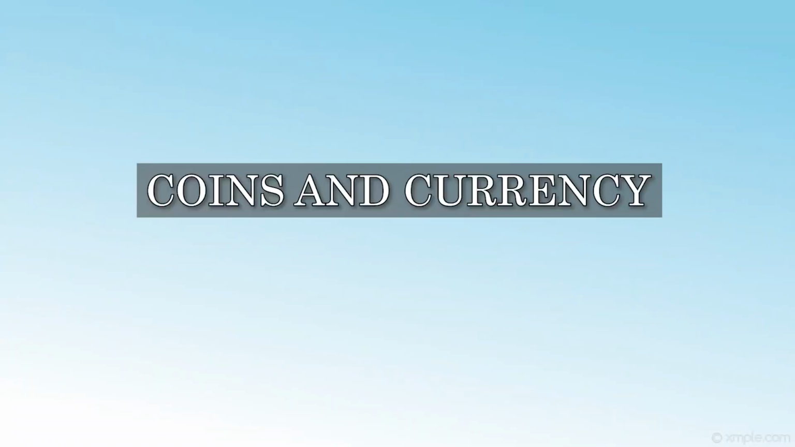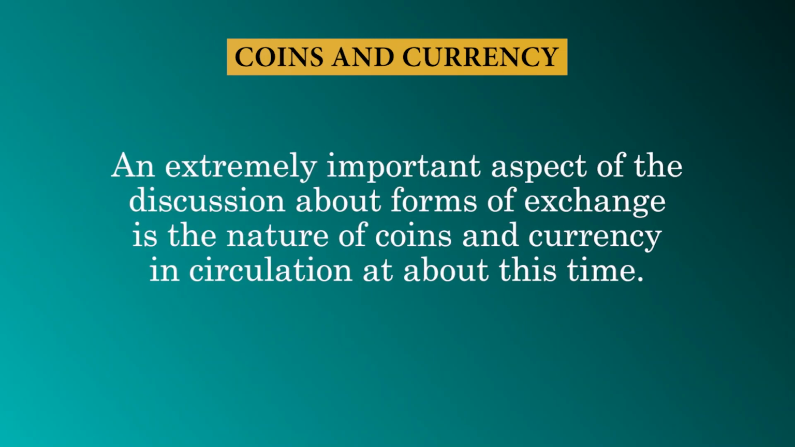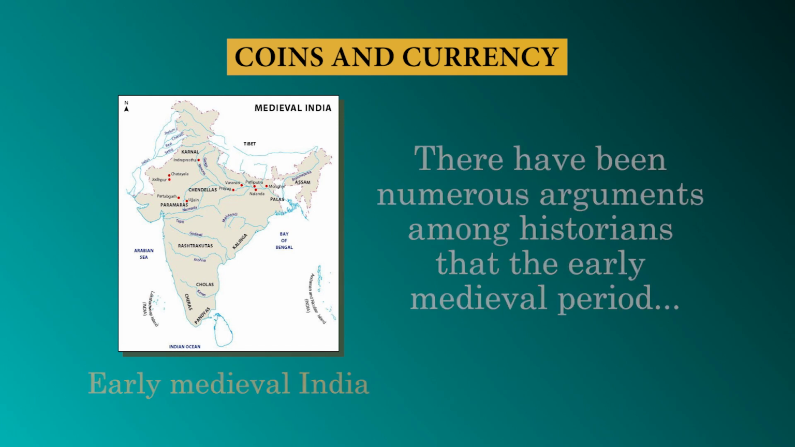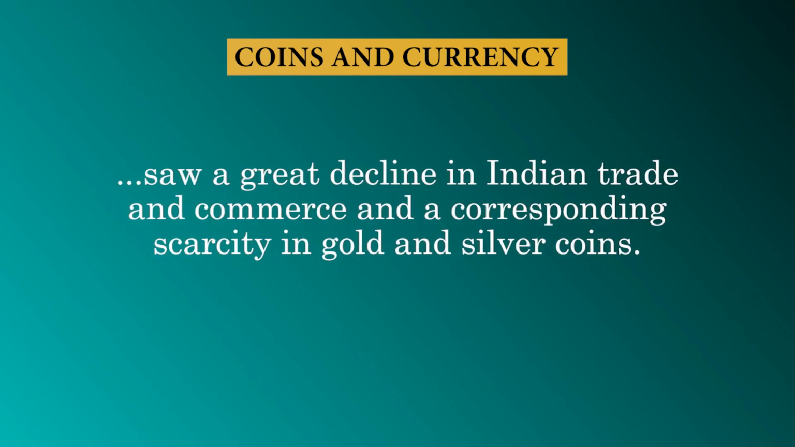Now we come to the system of coinage and currency. Now we come to the coinage and currency system, which was an extremely important aspect of the commercial system of early medieval India. And so we must get an idea of the nature of coins and currency in circulation at this time. There have been numerous arguments among historians that the early medieval period saw a great decline in Indian trade and commerce and a corresponding scarcity in gold and silver coins.